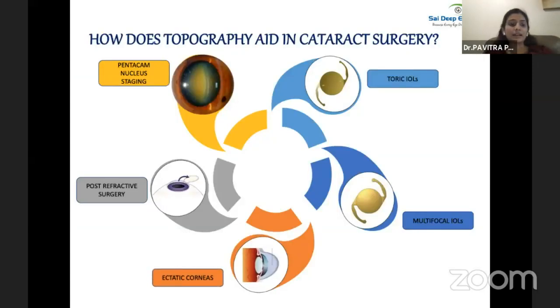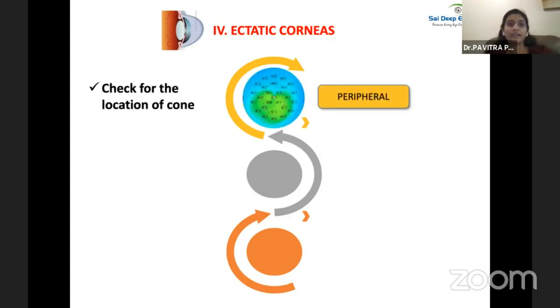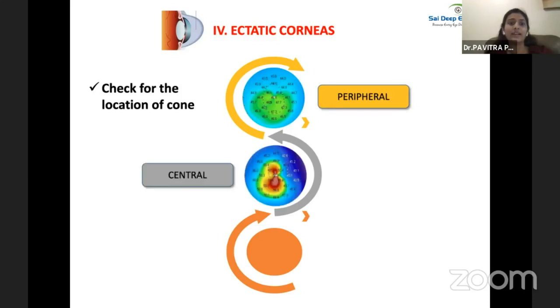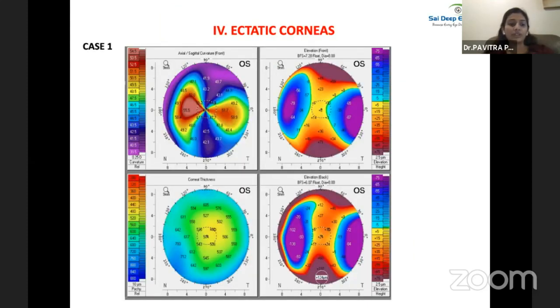Next, I'll be discussing how topography helps in deciding the type of IOL in ectatic corneas. So first and foremost, before planning the IOL, one should be checking the location of the cone, where exactly it is located. It can be peripherally located, or centrally located, or it can be bisecting the visual axis. So how do we decide the location of the cone?